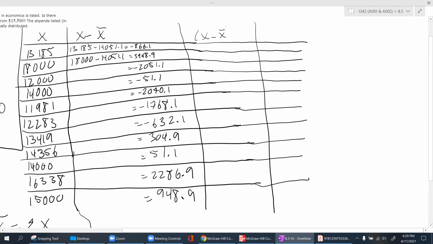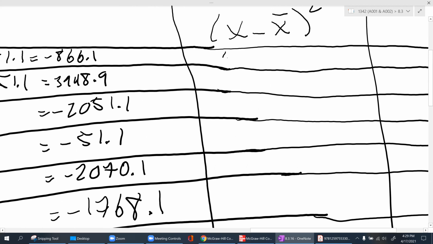X minus X bar squared. So I'm going to go ahead and square this last column, meaning I am dealing with negative 866.1 squared. This ends up giving me 750,129.21. And I'm going to do it with 3948.9 squared. Let's go ahead and do that. And while I'm here, I'll go ahead and do that, 39.